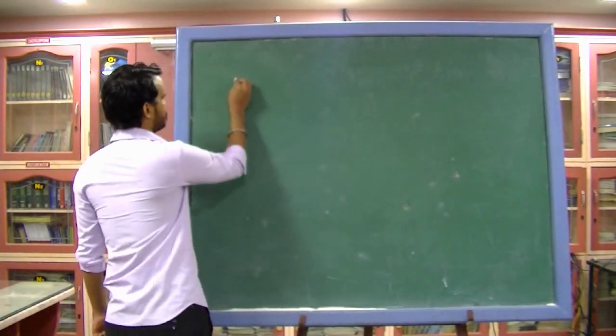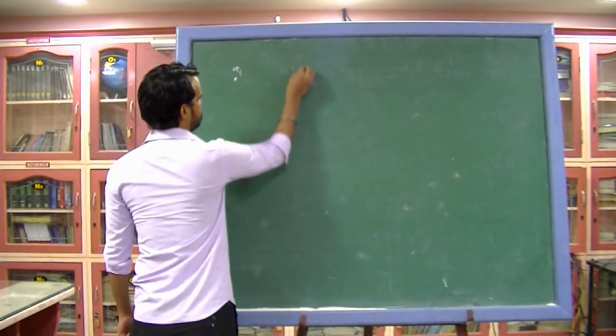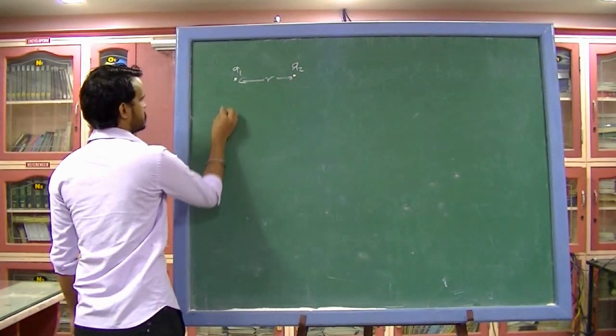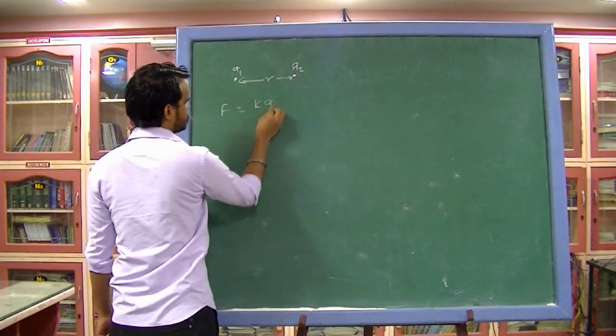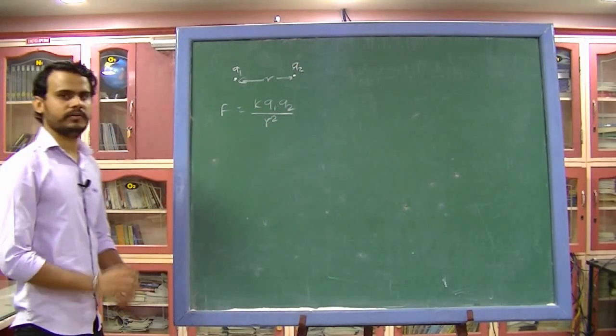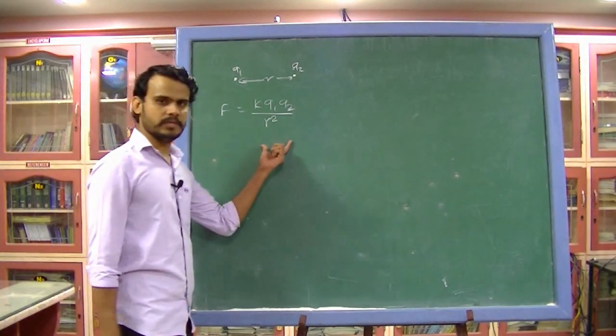So, in the first class we have learned that if there are two charges separated by a distance of r, they are going to experience a force which is called as electrostatic force, and the formula for electrostatic force was K Q1 Q2 divided by r square. This is the force in magnitude form.